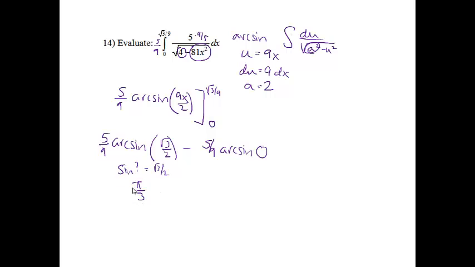So at pi over 3, and then I still need my 5/9 on the outside, so that part is going to be 5 pi over 27, and then minus the arcsine of 0. Where does the sine equal 0? That would just be at 0. So 5/9 times 0 is just 0. So my answer should be 5 pi over 27.